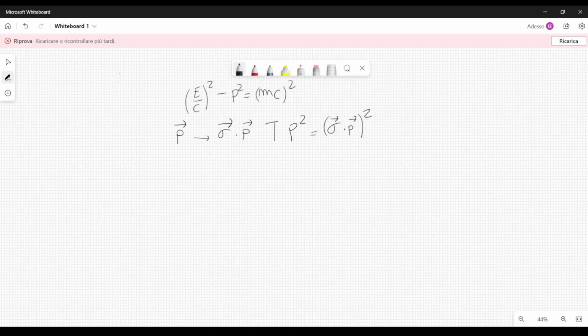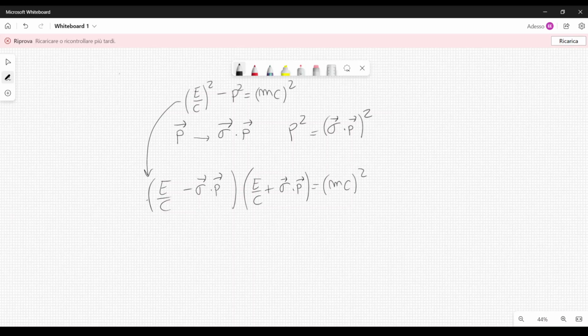Actually, the identity matrix times p² is equal to the square of this, which is a matrix, but it is equal to p², which is a constant. It is the magnitude of momentum squared, and then we have the identity matrix, a 2 by 2 matrix in this case. Now, by using these facts, we can rewrite this as (E/c − σ·p)(E/c + σ·p) = (mc)².